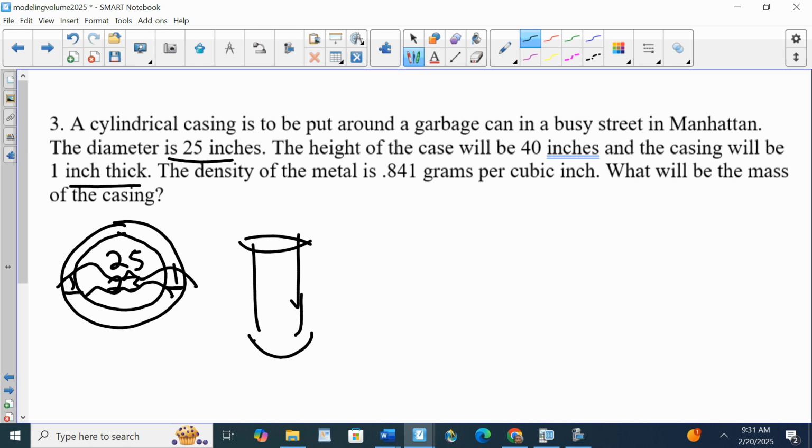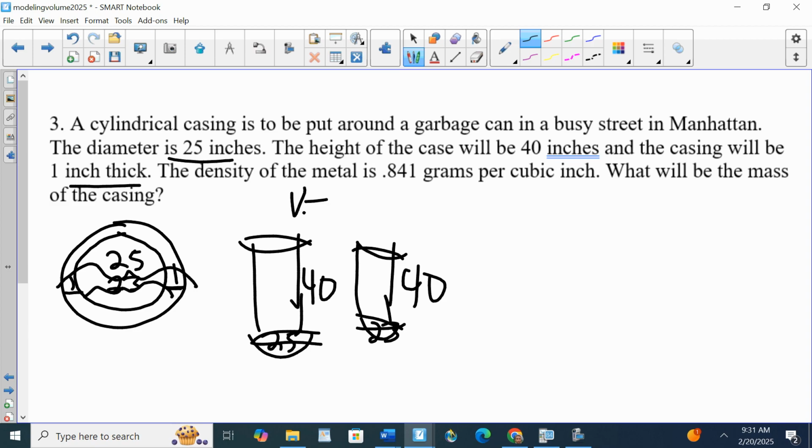You don't have to draw the shapes, but it's good to draw the shapes. I have my outside cylinder and my inside cylinder. If you're confused, you can watch the hollow volume lesson. The height is 40, so either way, it's 40 and 40. The outer diameter is 25. The inner is 23. The volume of the cylinder is pi r squared h.